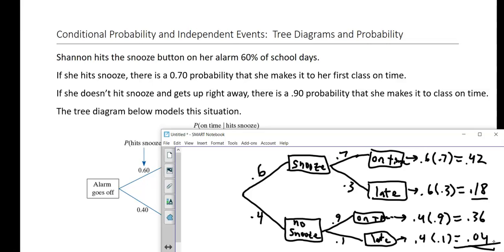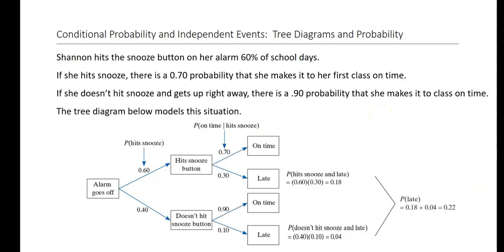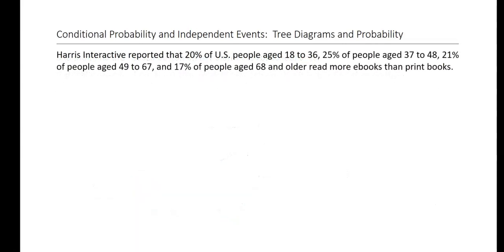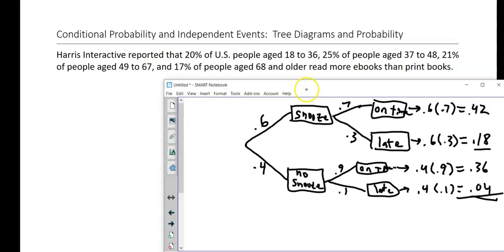What's the chance of being on time? 0.42 plus 0.36. So 78% chance of being on time that way. They could ask other questions, but we're going to use those 4 answers to answer whatever questions they ask. They just didn't ask a question this one. They just had the tree diagram. Okay, let me clear that off and get ready for the next one.